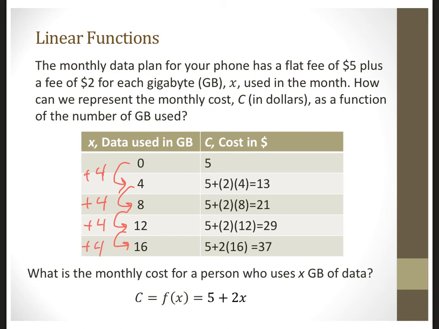we see that the output is going up by a constant amount. So I go from 5 to 13, that was a change in $8. And then when I increased from 4 to 8 by another 4 gigabytes, the output goes up by 8 again. And over here, the output goes up by 8, and the output goes up by 8. So that's one way that we can identify a linear relationship from a table, is by looking at each time we increase the input by a fixed amount, is the output increasing by a fixed amount. But we'll take a look at that relationship graphically on the next slide.